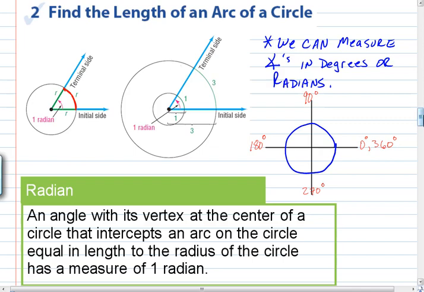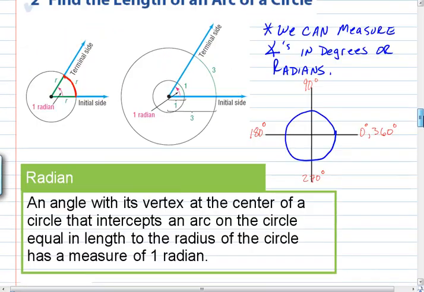Circumference. And we have a formula for calculating the circumference of a circle, don't we? The circumference is equal to 2 pi r, right? So if we have a circle with radius 1, what will that circumference be if we go all the way around the circle? 2 pi, right? So an angle that measures 360 degrees would be equivalent to an angle of 2 pi radians. Would you agree with that?